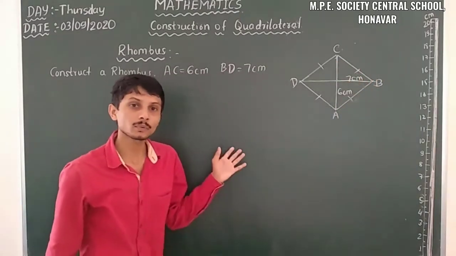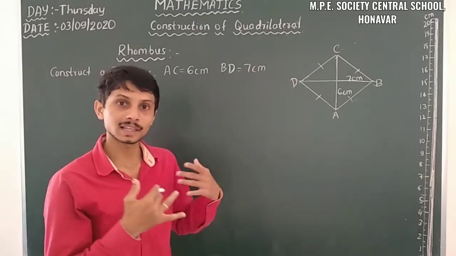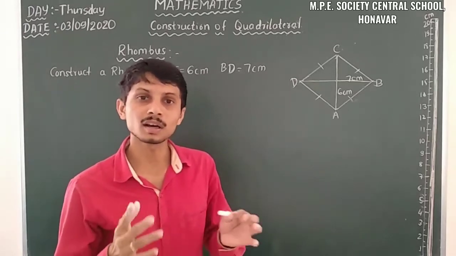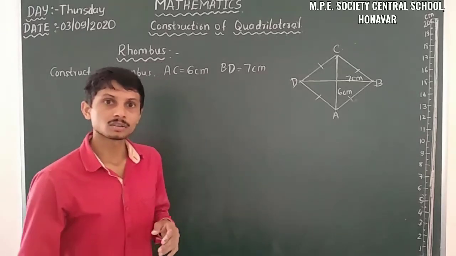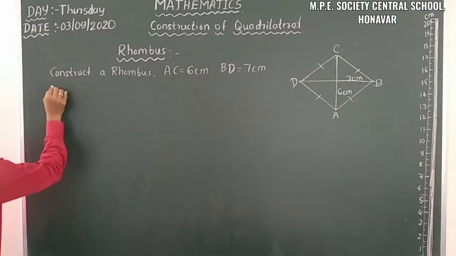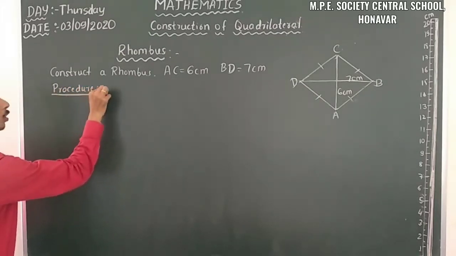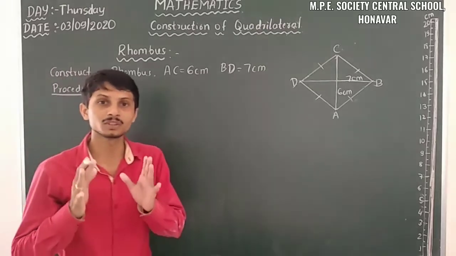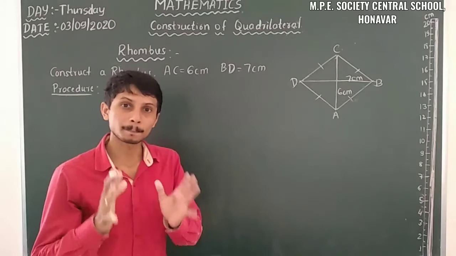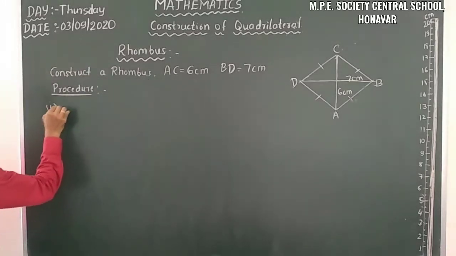Yes. So here what I have to do is go through the procedure. Simultaneously I will be explaining the procedure also. We have to construct a rhombus here. Firstly we have to draw the rough sketch. In all the cases we have to draw a rough sketch for visualizing our measures, for visualizing the complete labeled diagram.